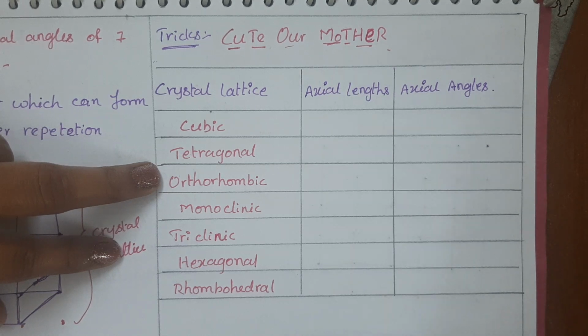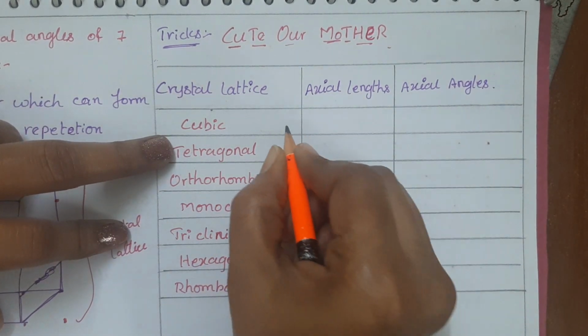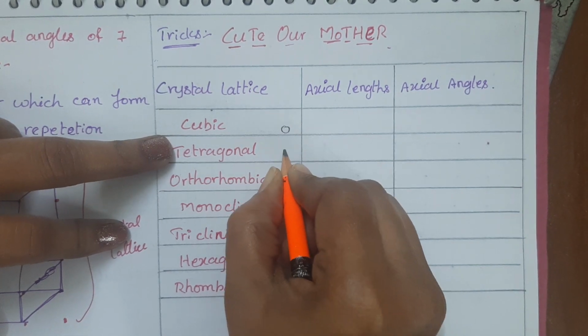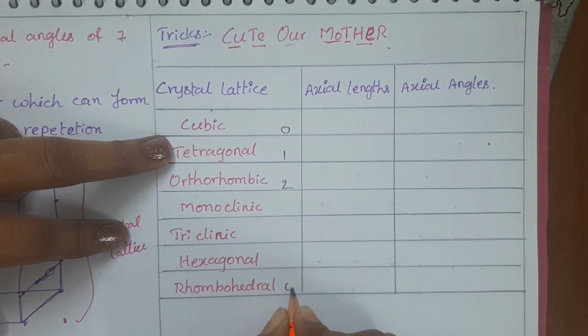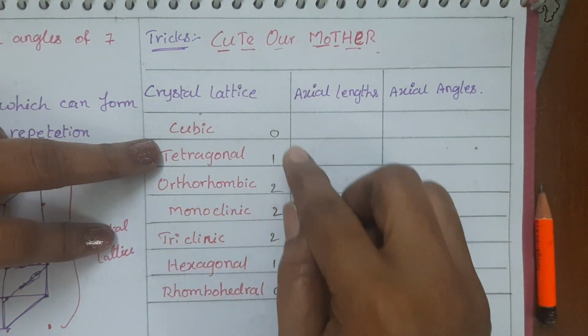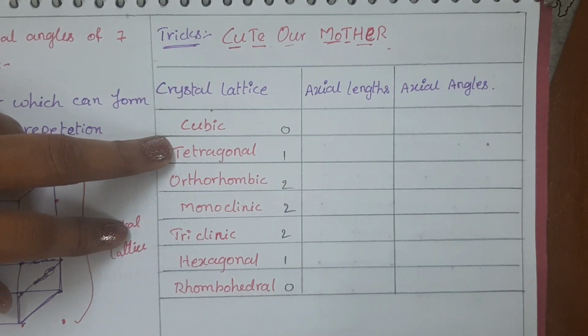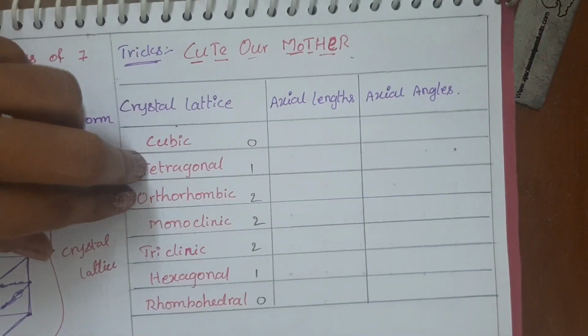To write this, first of all we have to write numbers as 0, 1, 2. Next here also 0, 1, 2. Next 2. Okay. 0, 1, 2, 0, 1, 2. Next one is 2. So just put these numbers. I will explain why now.